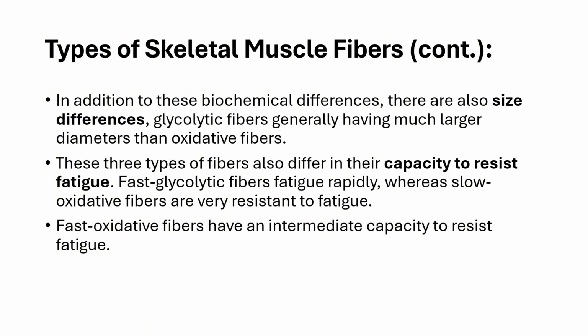So these muscle fibers also differ significantly in the resistance to fatigue. For example, slow oxidative fibers are highly resistant to fatigue. The reliance on aerobic metabolism and their smaller diameter make them ideal for prolonged low-intensity activities like maintaining posture or marathon running.